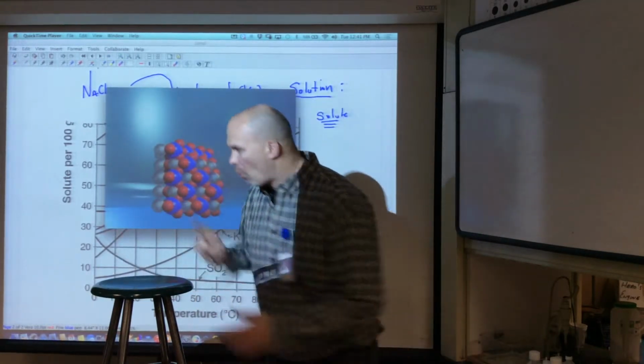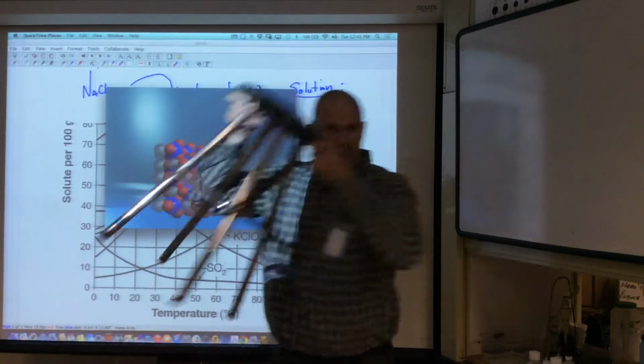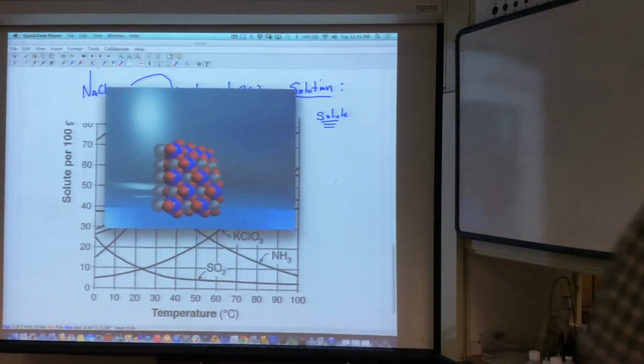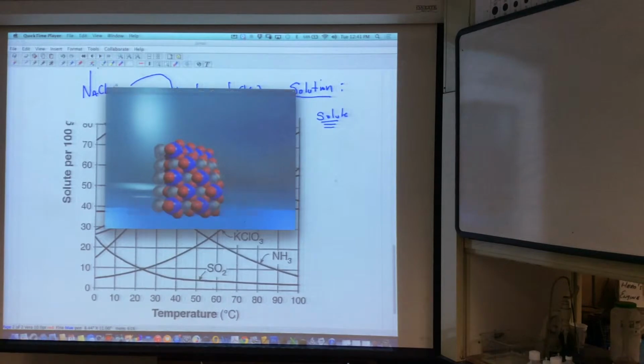Okay, now, what about this chart behind me? This chart behind me tells me something about solubility. So let's get this off here. Okay, and this is what today's about. This is a solubility curve chart, so let's talk about it.